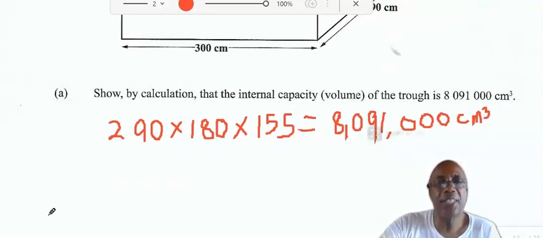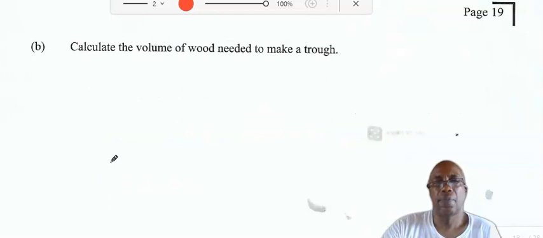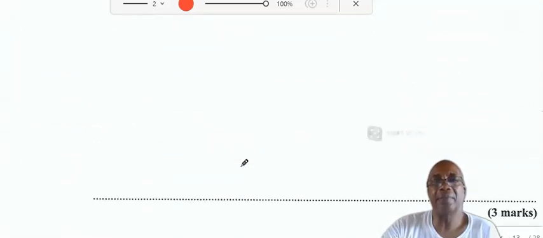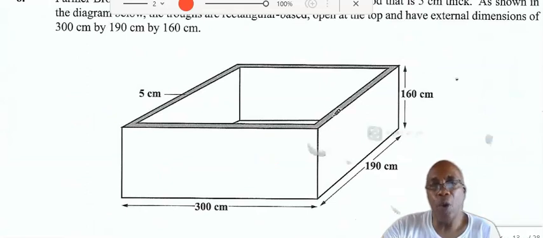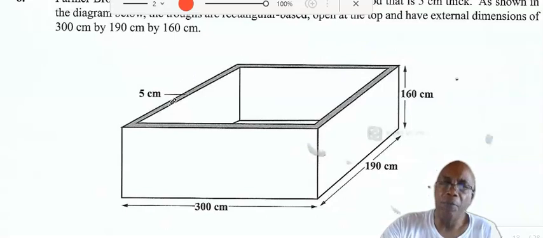So we have finished part A. Let us move on to part B. Part B asks to calculate the volume of wood needed to make the trough. So let us go back to our diagram, and we only want to find the volume of wood. Now, the best way to get this is to first find the total volume of the whole trough. That means the volume of the outside plus the volume inside.